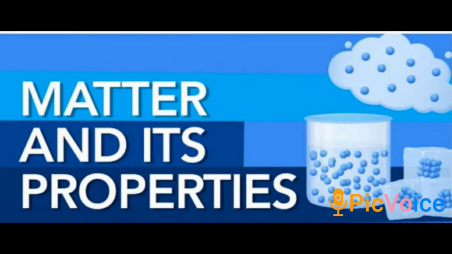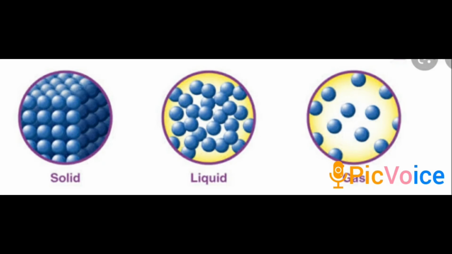Hello guys, today I will tell you about matter and its properties. All objects have certain properties. Objects take up space. All the objects around you in your classroom, such as books, tables, chairs, and pencils, take up space. The amount of space occupied by an object is called its volume.